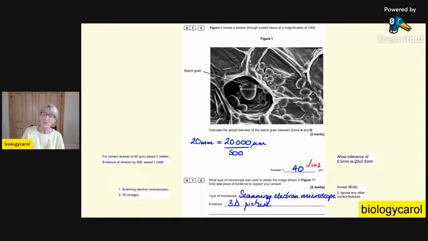They wouldn't accept, notice, that it was showing only the surfaces of structures, because of course, actually you were cutting through cells here. So that wasn't actually a valid answer. Hope you understand that. So even though we're only seeing the surfaces of things, you have to be incredibly careful in your wording. 3D image, by far the safest answer.